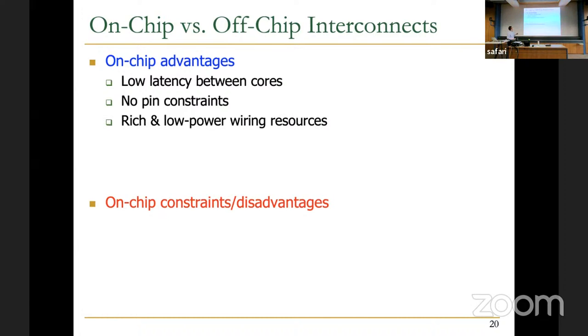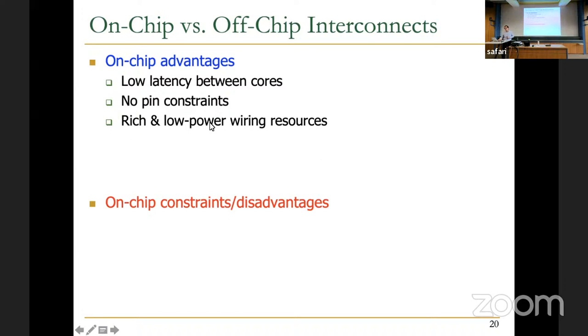But that's true for off-chip, but that's not true for on-chip. So on-chip, you can actually design a topology that's not constrained as much by pins. You have rich and low-power wiring resources. That's actually very good, but there are some downsides also, as we will see, related to wiring resources.